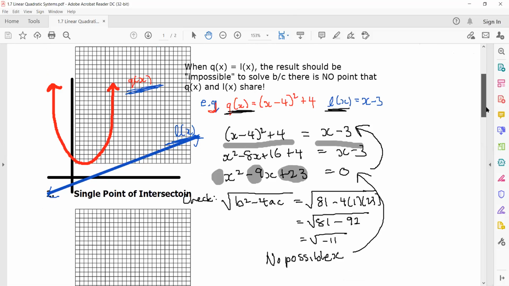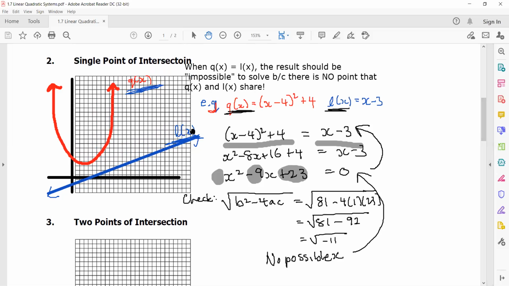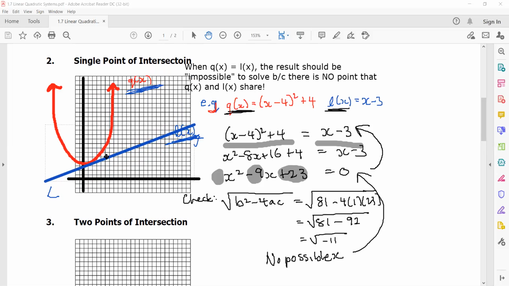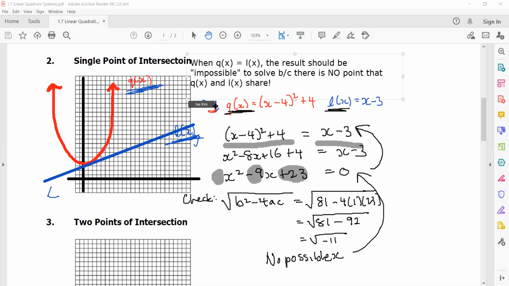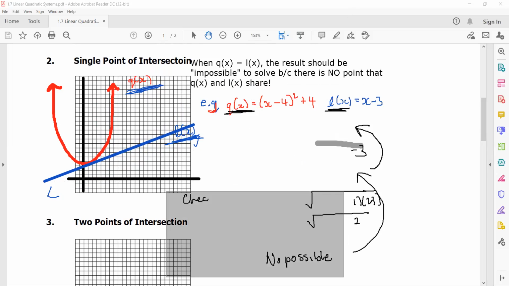No? Okay, so I'm going to move this down. It's the exact same function with the x-intercept and y-intercept, but the linear function is going to touch the parabola at exactly one location. Another way we can say that is the linear function is tangent to the parabola.